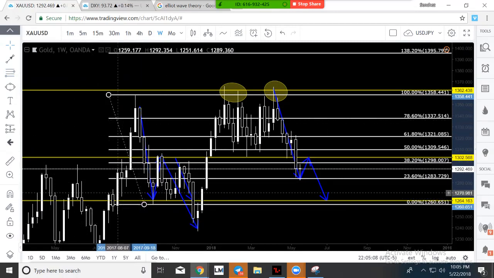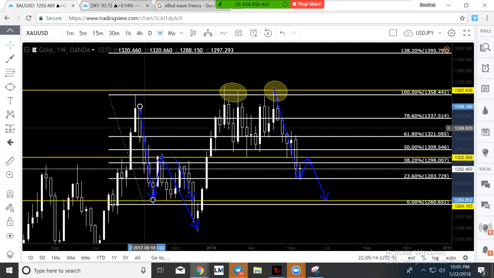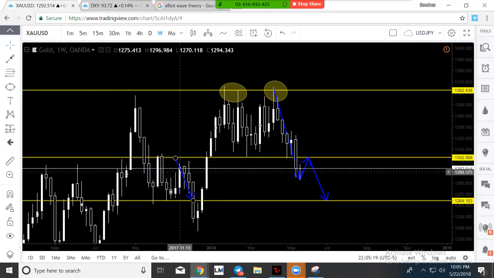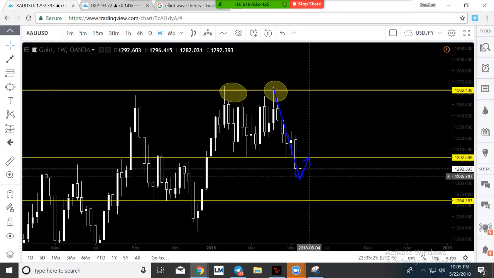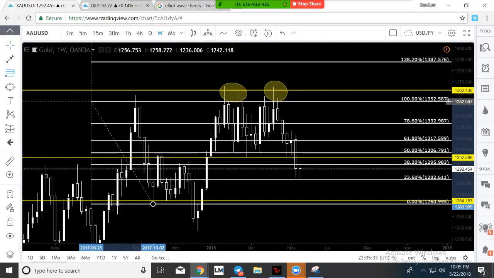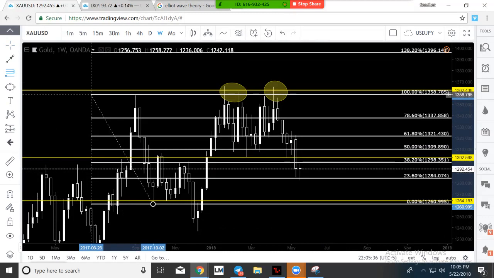So I know that looks like a lot. Let me do this. Let's get rid of the arrows. Okay, so look at these levels where I put the yellow lines. And watch this. I do bottom to top. Okay, so measuring from bottom to top, my yellow line matches up right around the 38.2 retracement.